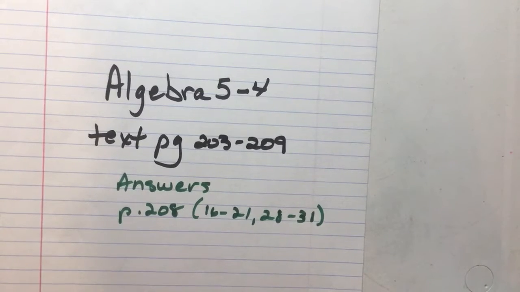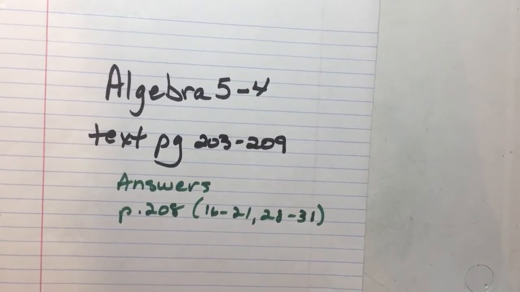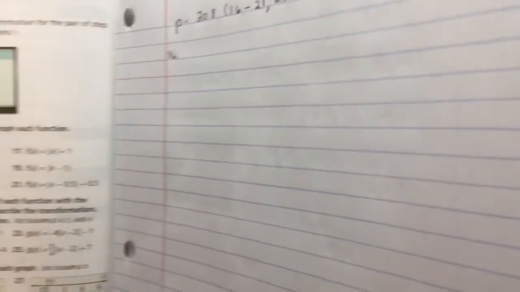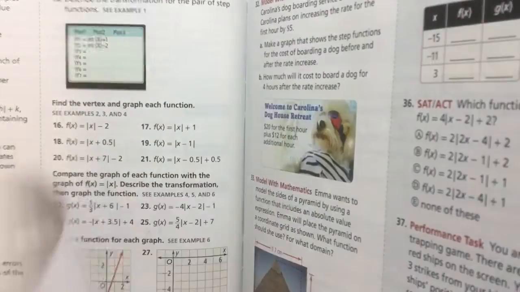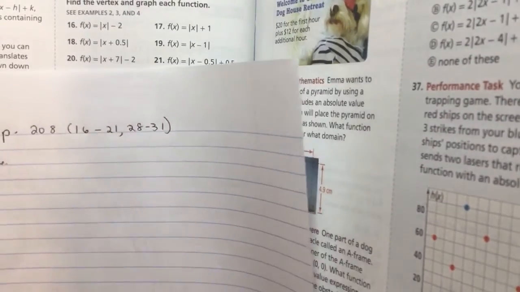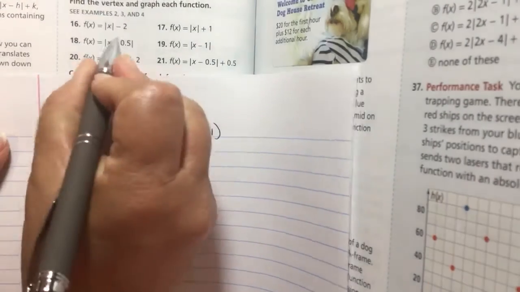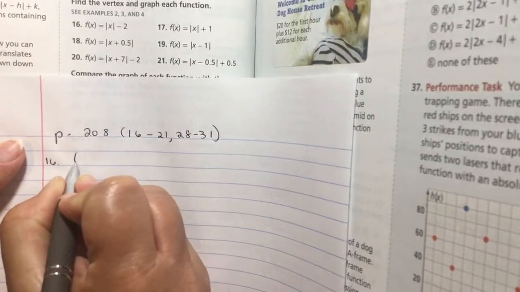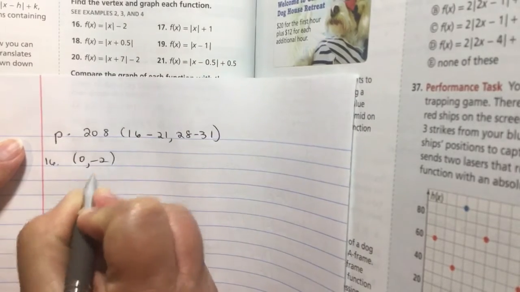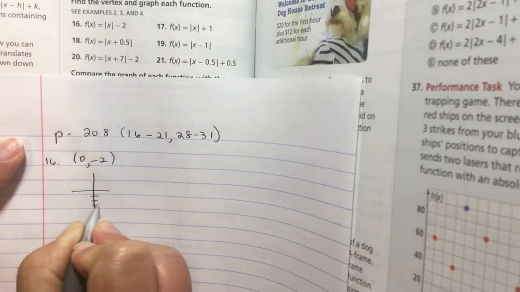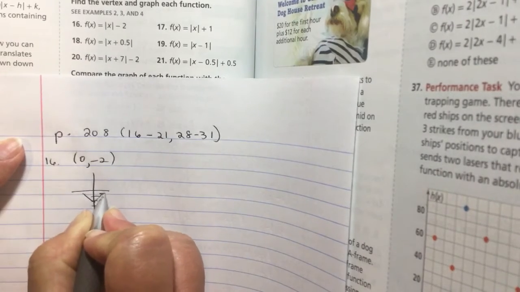Right, let's work through these answers together. I'm going to start off with 16. Let's see if I can figure out how you can, I think you can see the book and my paper if I do it like this. So number 16 is moving down 2. The vertex would be 0, -2. So your quick sketch is going to be something like that.